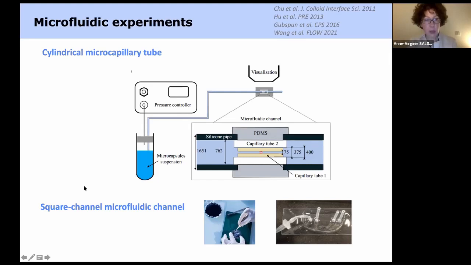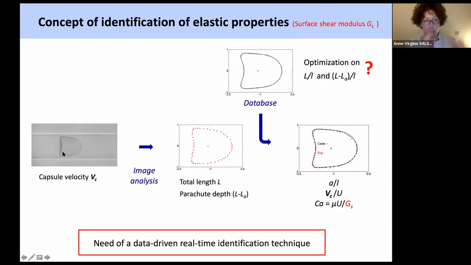We use a high-speed camera, so we have many pictures of the microcapsule, and from them we can deduce the speed of the capsule. We also do image processing to get the profile curve. We can get the total length of the capsule and deduce the parachute depth. And then the goal is to look in the database for which numerical simulation fits best to this profile.